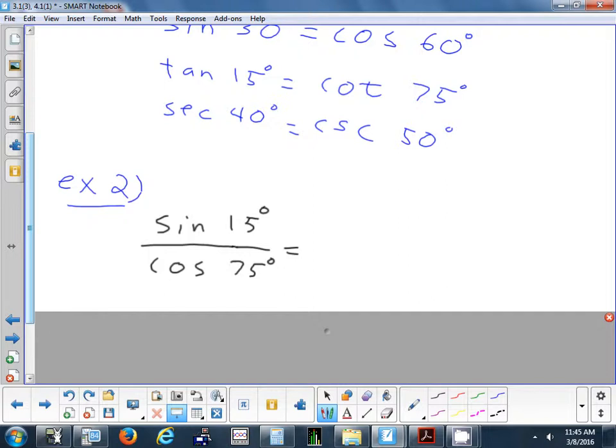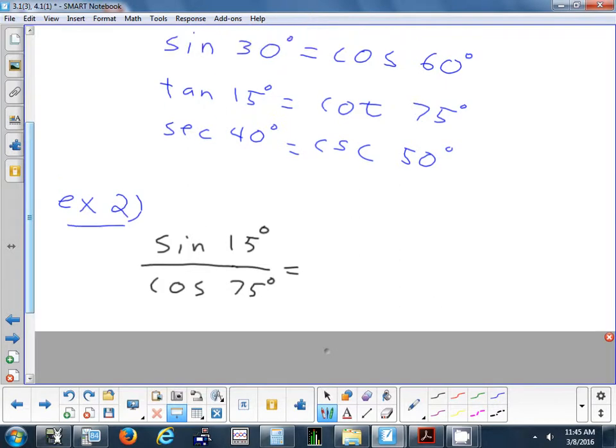Okay, I want to find the sine of 15 divided by cosine 75. Now, like we did up above, let's do the same thing for sine of 15. What is sine of 15 the same as? What's the cosine of 75? Okay, look what's in the bottom of that fraction. You have angles that are complementary. Okay, they add to 90. And you have cofunctions. So the sine of 15 is the same as the cosine of 75.